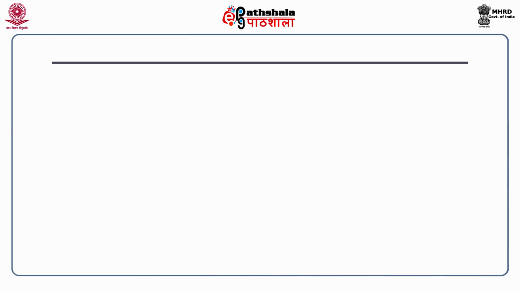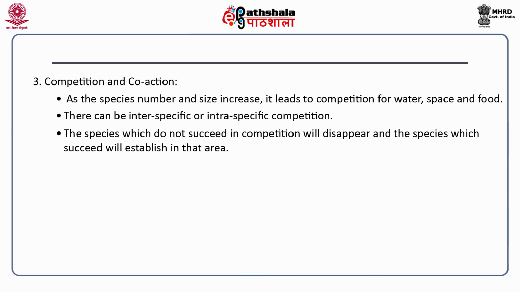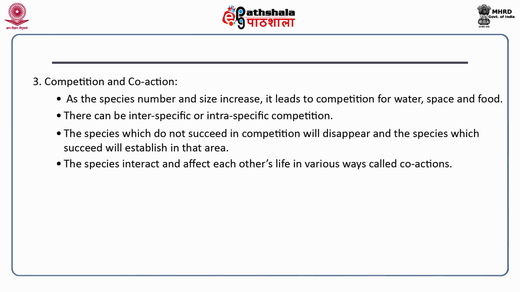The third process in succession is competition and coaction. As the species number and size increase, it leads to competition for water, space and food. There can be interspecific or intraspecific competition. The species which don't succeed in competition will disappear, and the species which succeed will establish in that area. The species interact and affect each other's life in various ways called coactions.